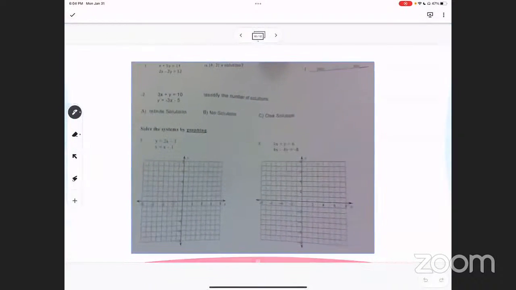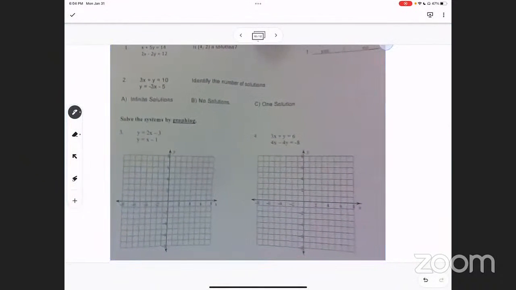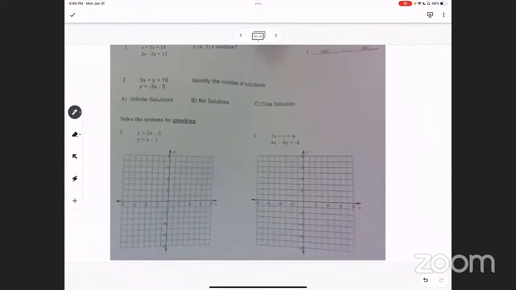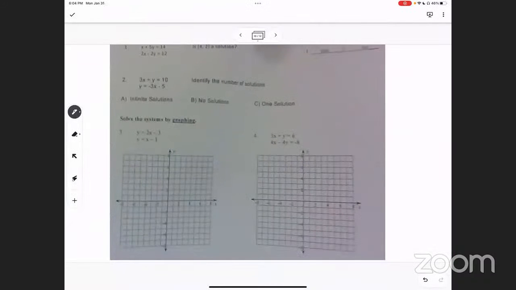All right, so systems of equations. Let's do these problems. Okay, so are we starting on 1? Yeah. Okay, so is (4, 2) a solution?